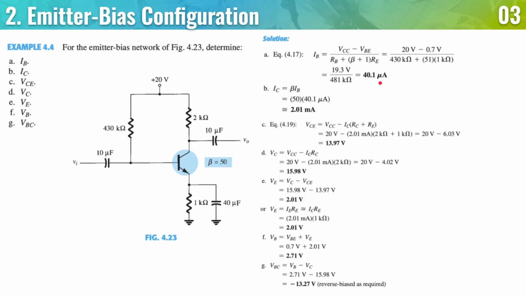For IC is equal to beta times IB, it's still the same. For VCE is equal to VCC minus IC times RC, we now make sure that the RE is included. Now, why do we not include the beta plus 1? It's because we're not computing for the base. We are already at VCE, so it's not related to the base. That's why there is no beta plus 1 beside the RE. Again, RE is usually paired with the beta plus 1 if it is for the base, and RE is added to RC if they are going on the same path.